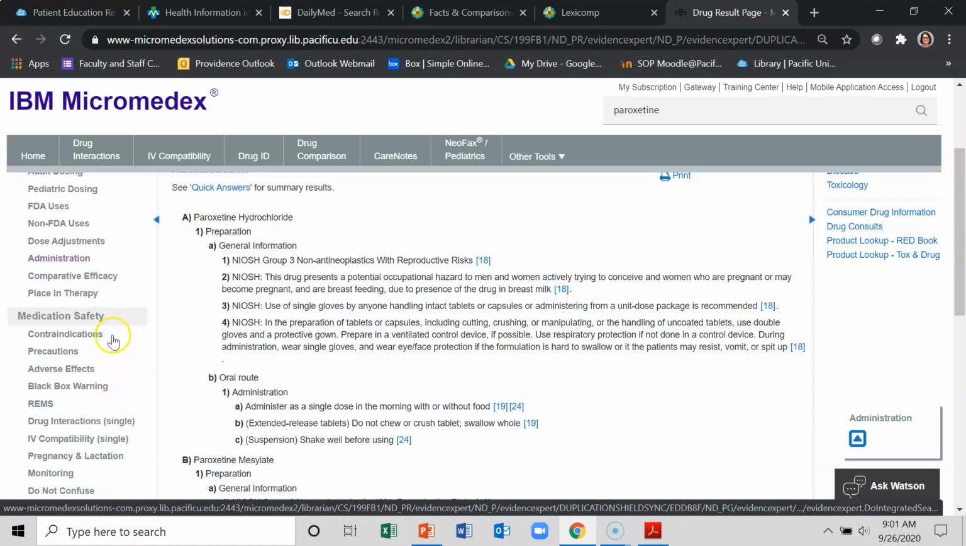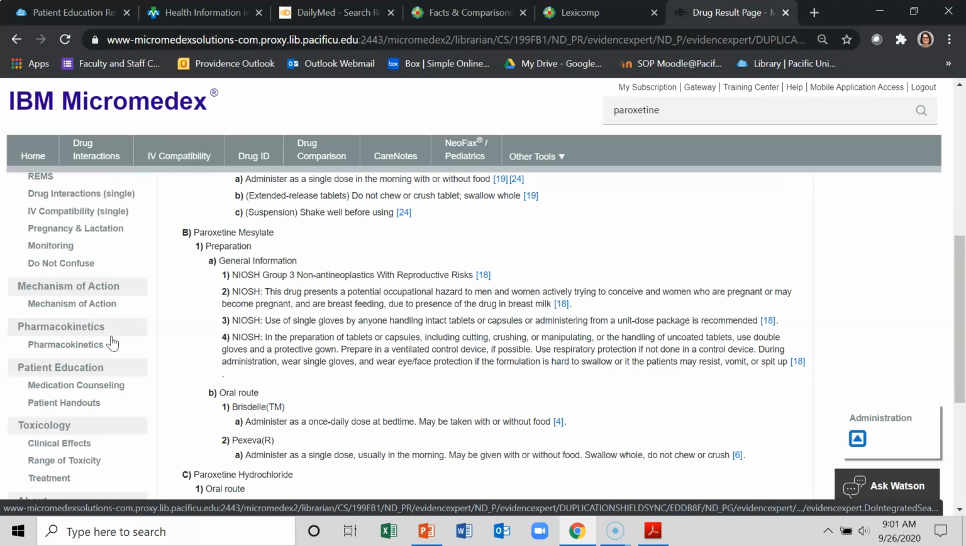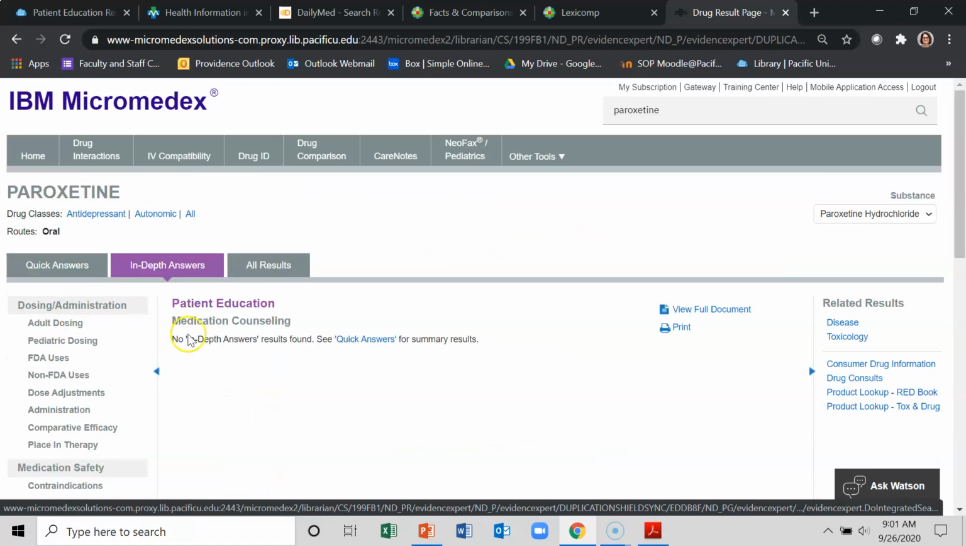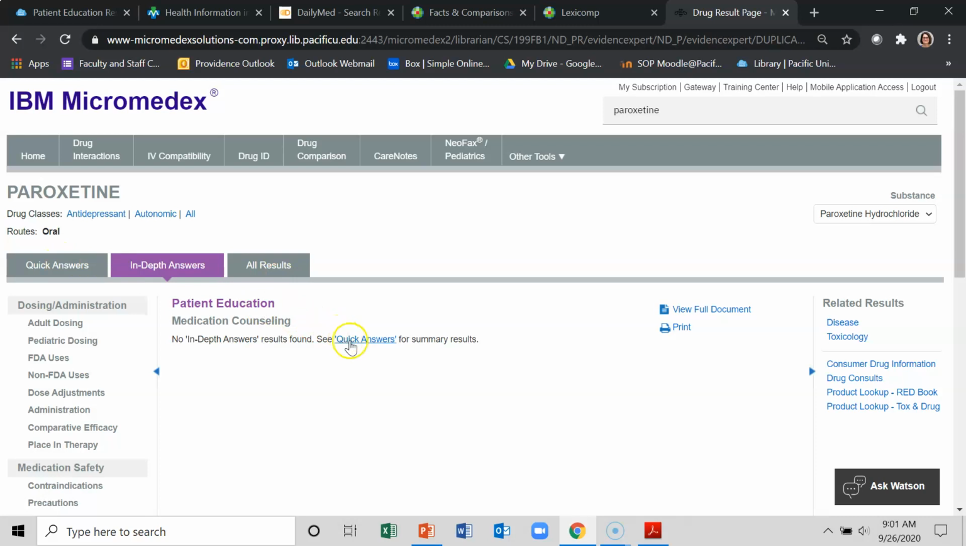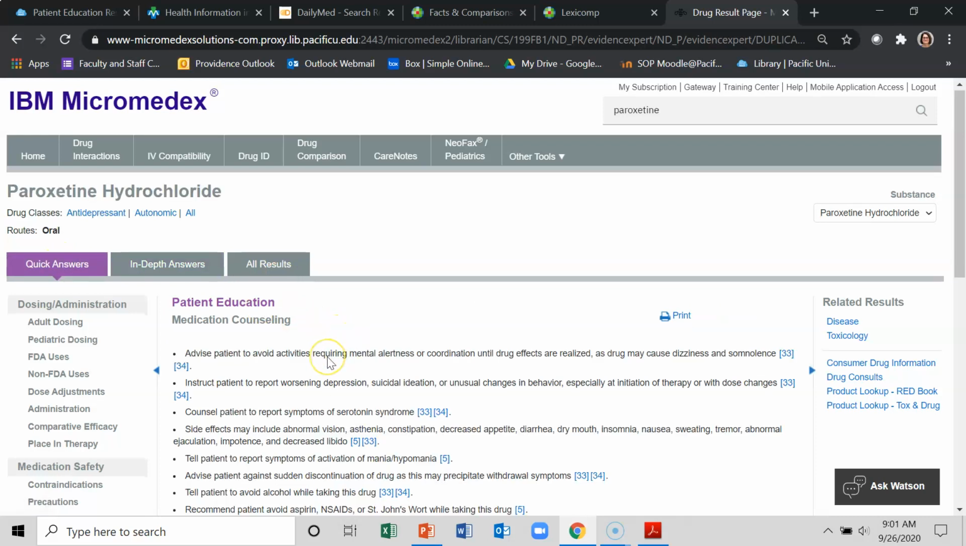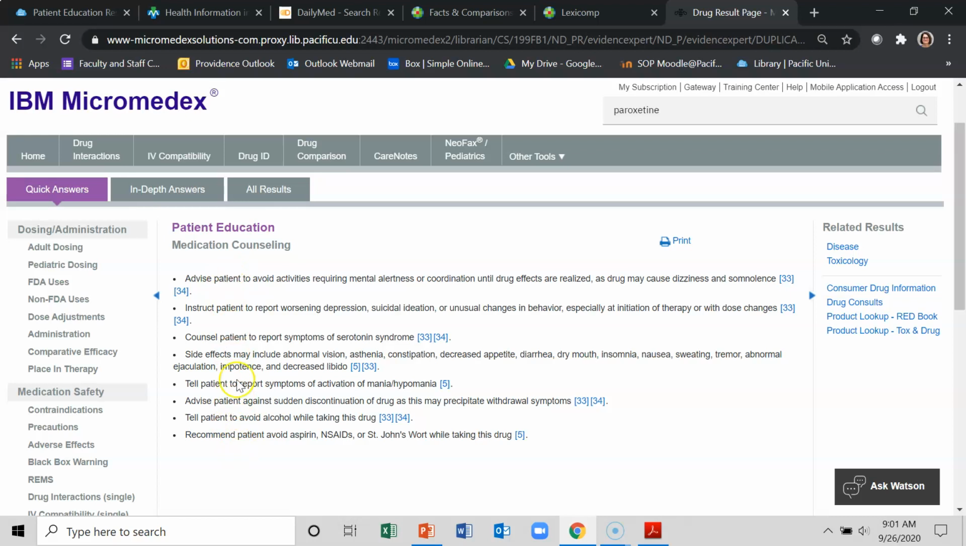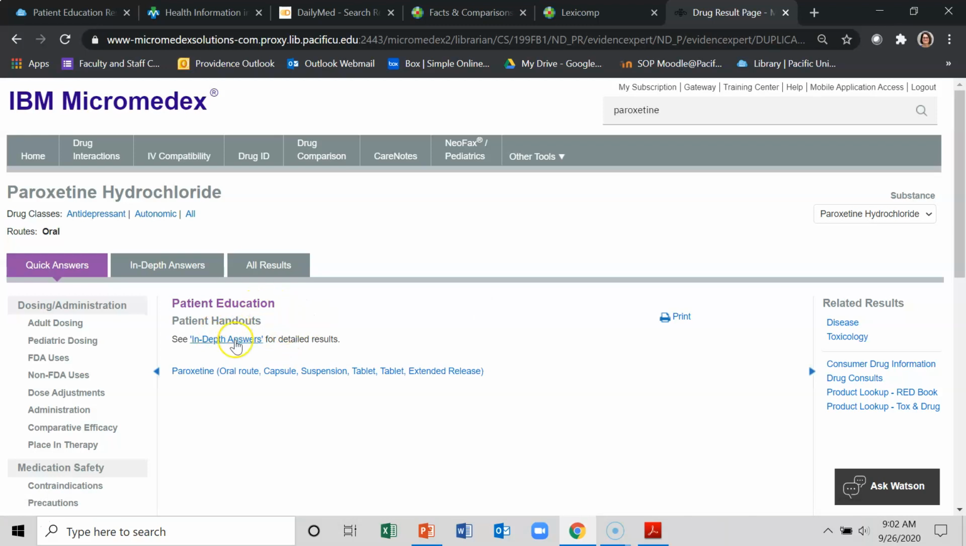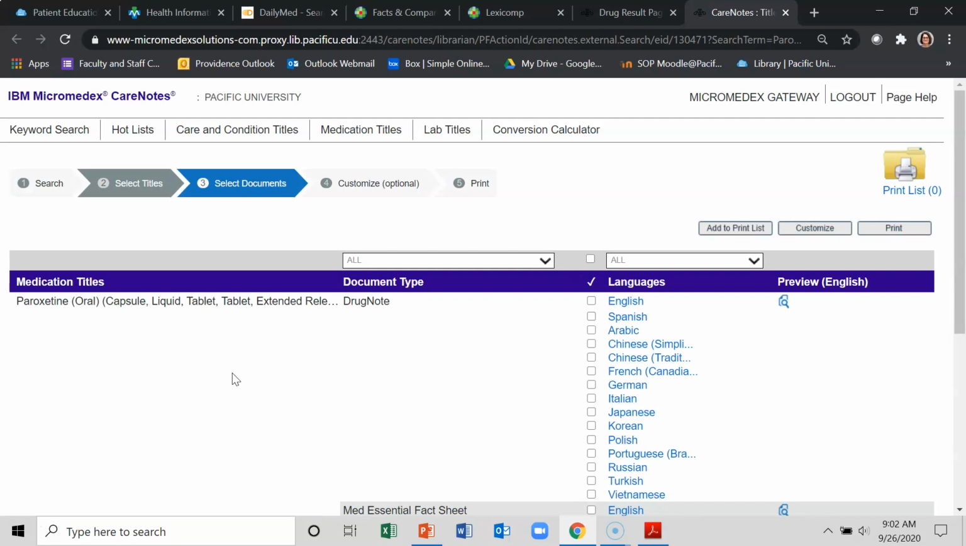Within Micromedex, to find some of those patient counseling points, they have a section called Patient Education. And here we would go to Medication Counseling. They're referring us back here to the quick answers. Here it tells us what we should tell the patient, what we should advise the patient, so we can draw on these for some of our counseling points. And then they do also have the patient handouts, which you can click on right here. And you can request them in different languages here.